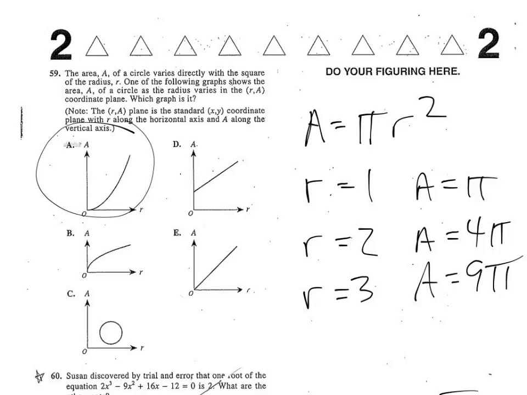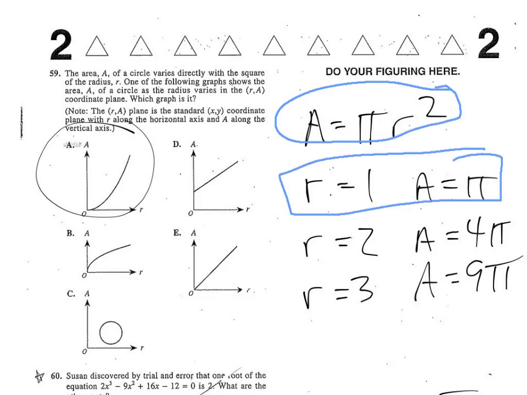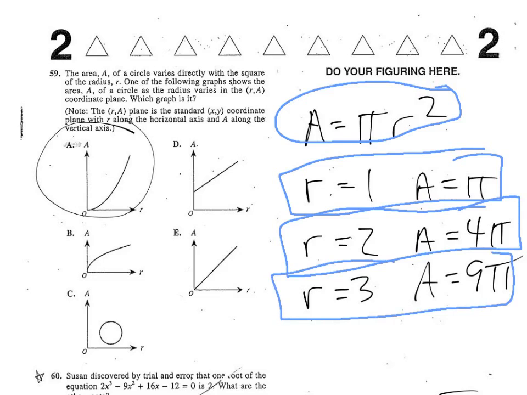For problem 59, we are looking at a coordinate plane and trying to graph the area of a circle. Well, area is pi r squared, and simply trying some values out: when r is 1, A equals pi. When I put 2 in there, I get 4 pi. When I put 3 in there, I get 9 pi.